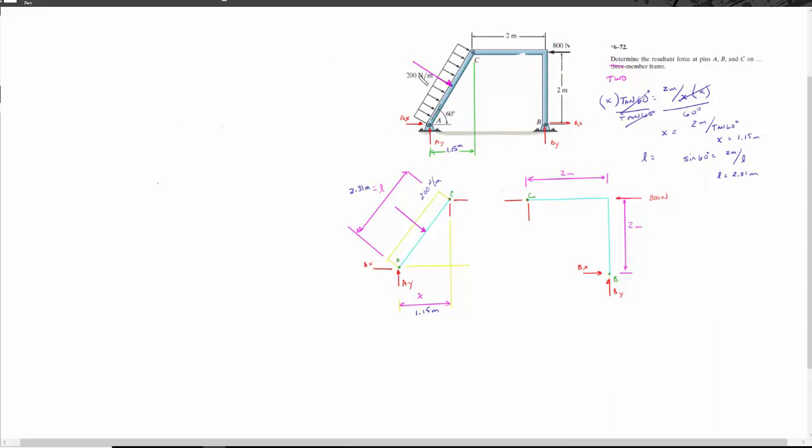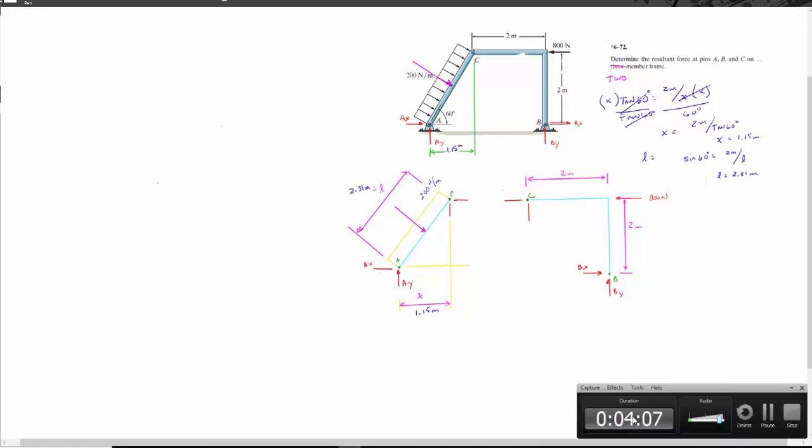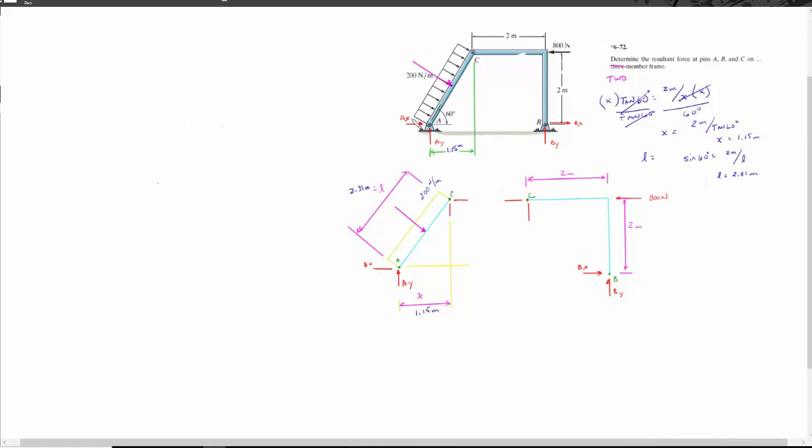If I want to find this force resultant, it's easy, because now I have this length, and I know that the distributed load is 200 Newtons per meter. So this force here is 200 Newtons per meter times the length we just found, which was 2.31 meters. So our meters cancel, we come up with the force, and I got about 461 newtons.